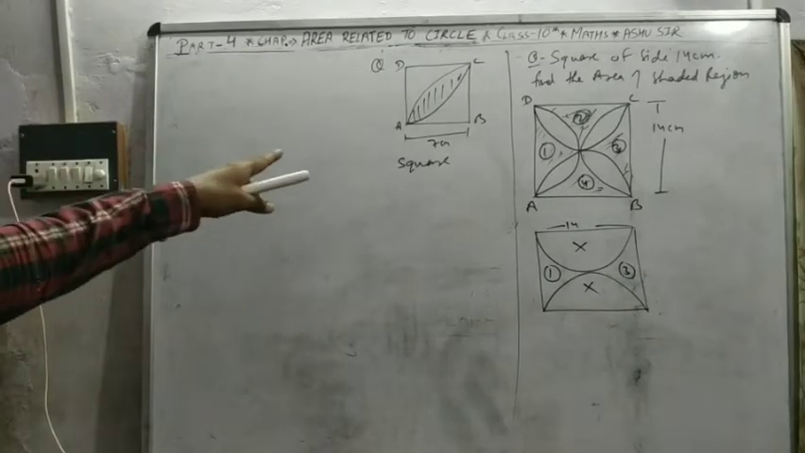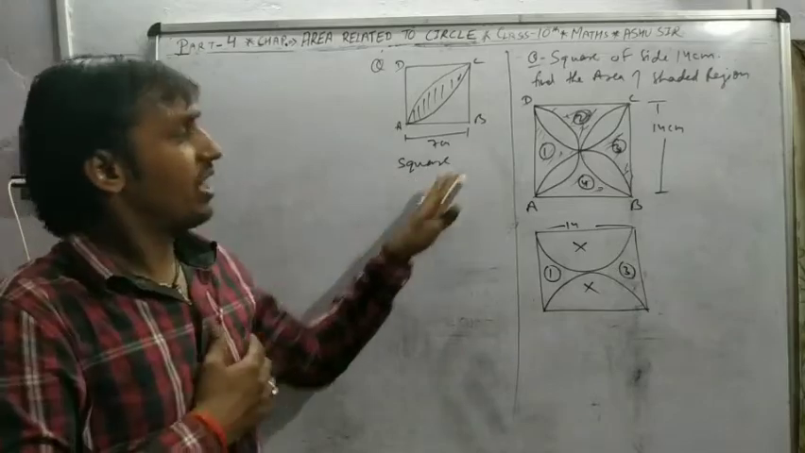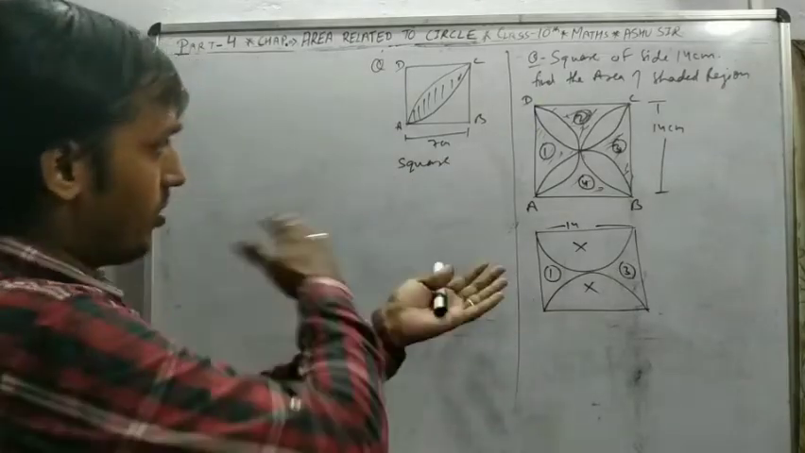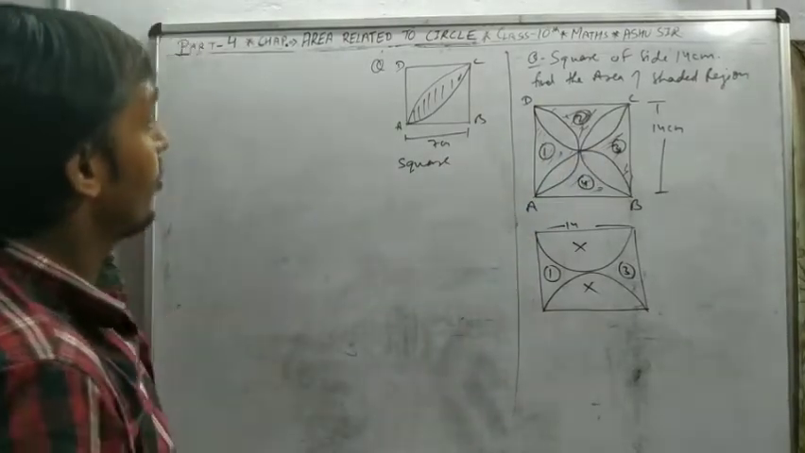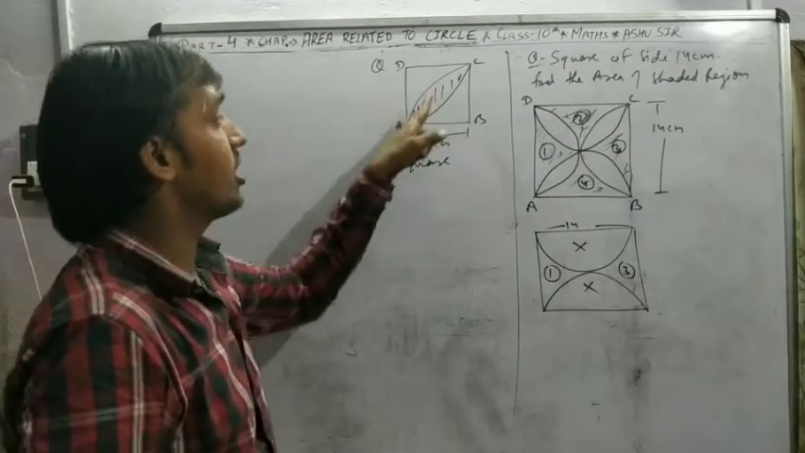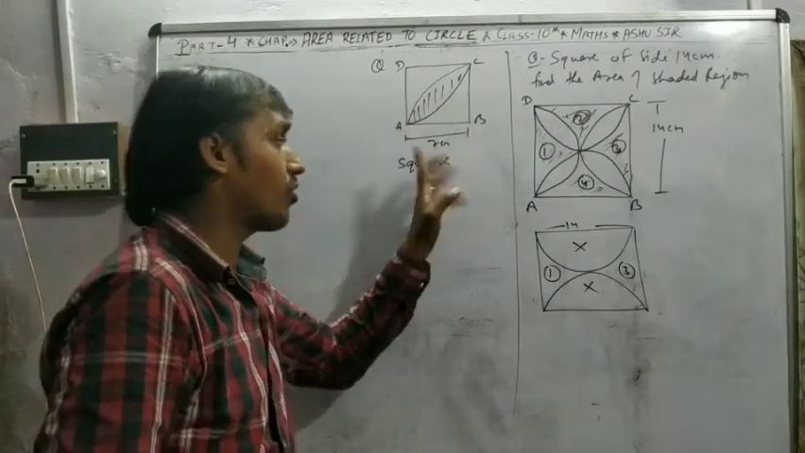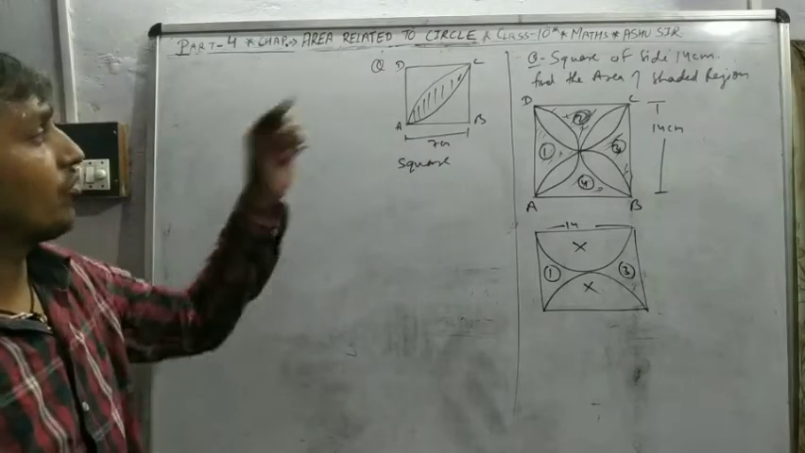See this figure. We explain the comparison between these two figures. We want to find the area of the shaded region. This leaf, ABCD, is a square of 7 centimeter side. Find the area of this.